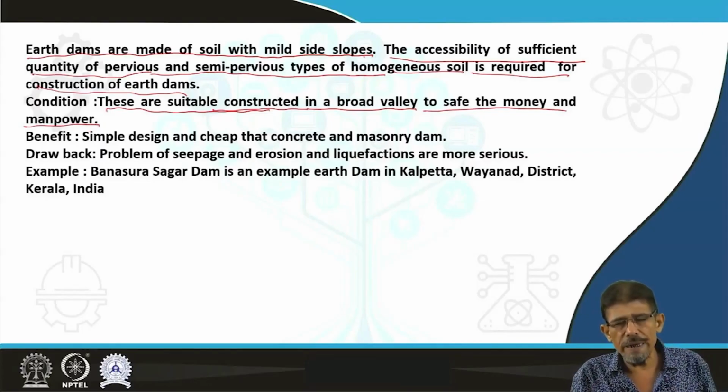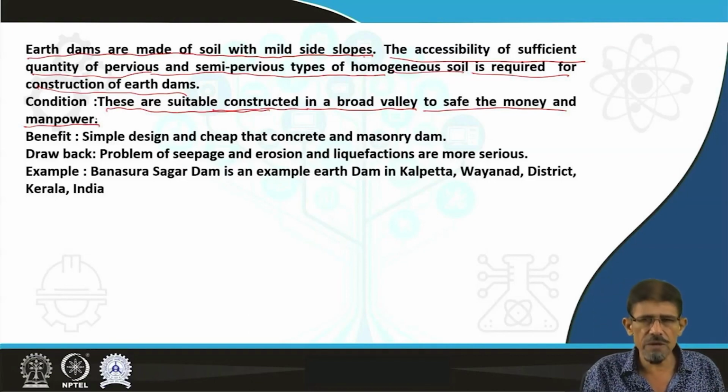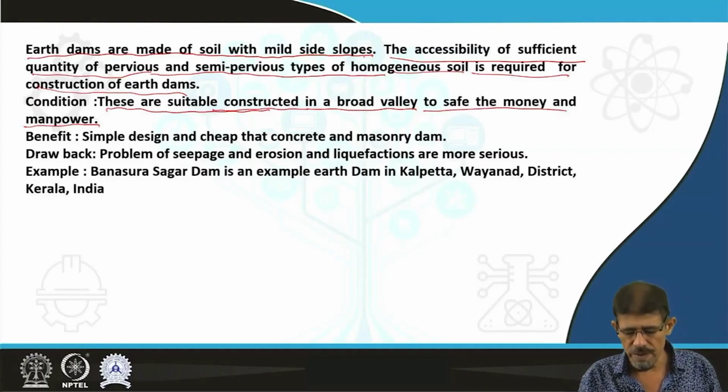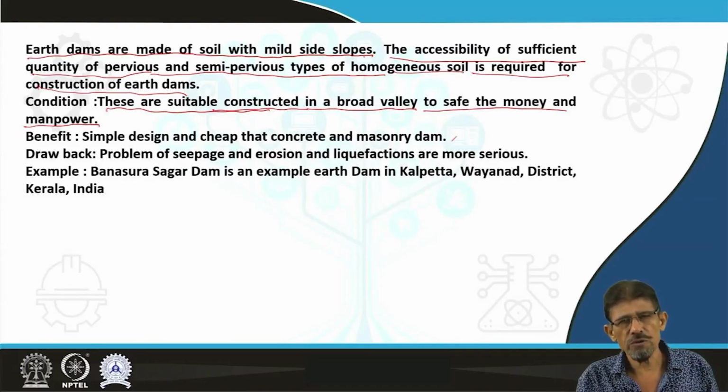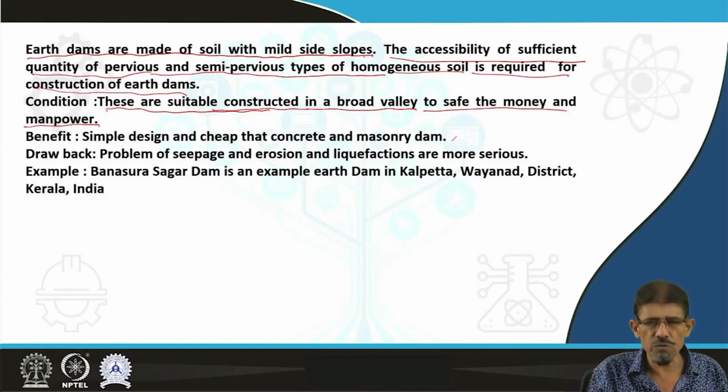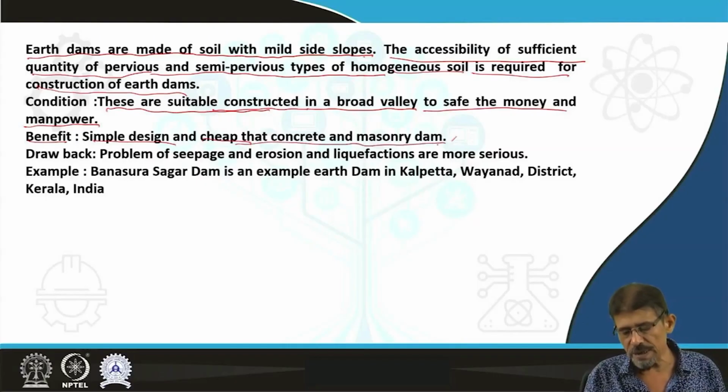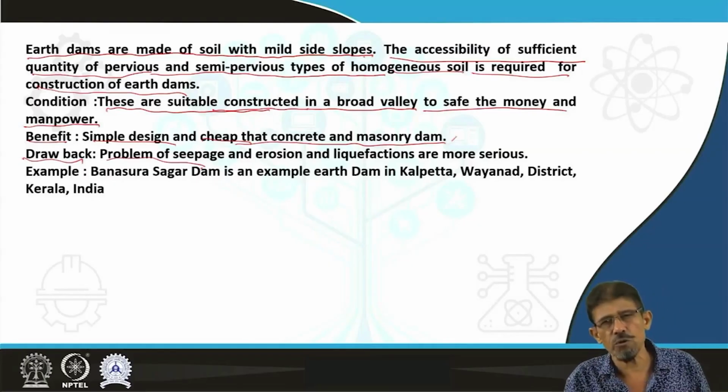In a broad valley, if we construct a concrete dam or masonry dam or any type of dam, huge material is required which is of high cost. So earth dam is suitable, and masonry or concrete dams require a good foundation. So in this way earth dam is going to save money. What is the benefit? Simple design, cheaper than concrete and masonry dam. And what is the drawback? Problems of seepage, erosion, piping, etc. are expected frequently in this type of dam.